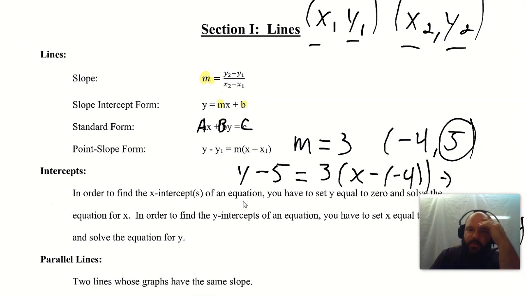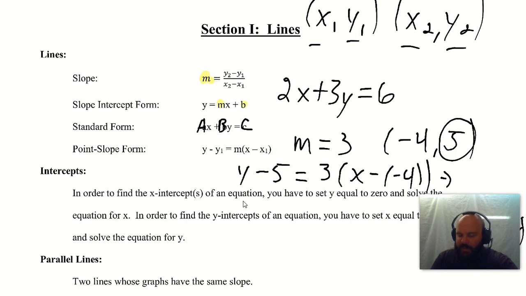A couple things to remember about standard form. The A, the B, and the C, so the constant coefficients, cannot be fractions. And A can't be negative. An example of a proper standard form would be 2x plus 3y equals 6. That's good. 2, 3, 6, none of those are fractions, so you're okay. And the first number cannot be negative. So there's a proper standard form.